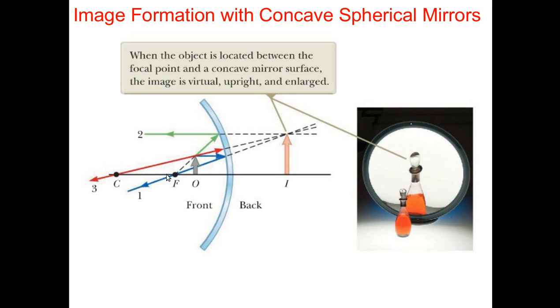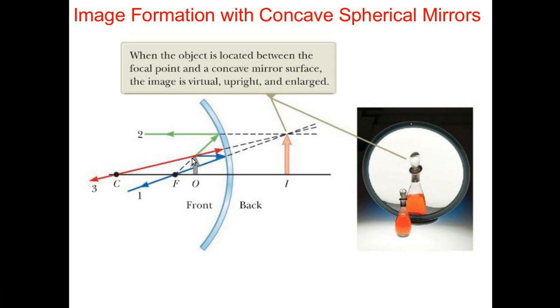Our first principal ray runs parallel, and then it reflects back through the focal point. Good. But it's going back through the object, so that's kind of weird. Our second one can't pass through the focal point first, but we're going to draw it like it's coming from the focal point, right? So here's F.